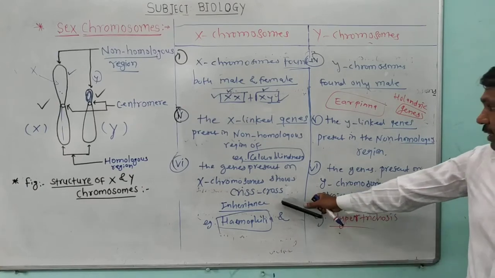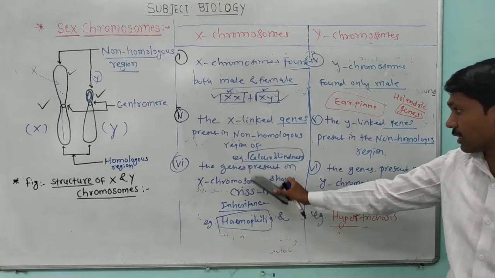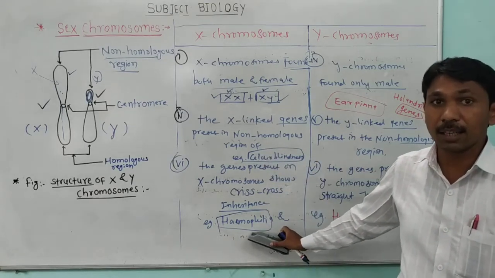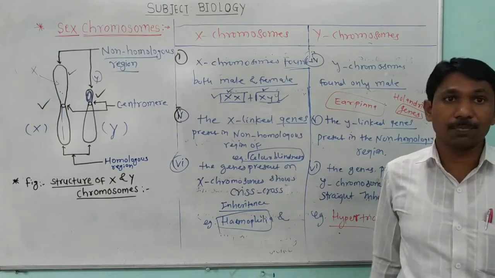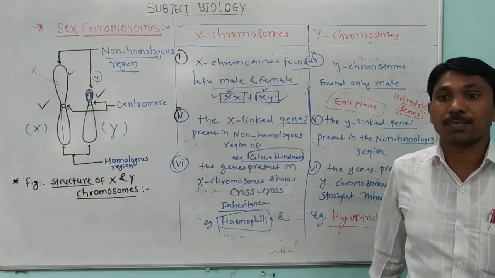But in the X chromosome, color blindness and hemophilia are related to the X chromosome, and hypertrichosis is related to the Y chromosome.